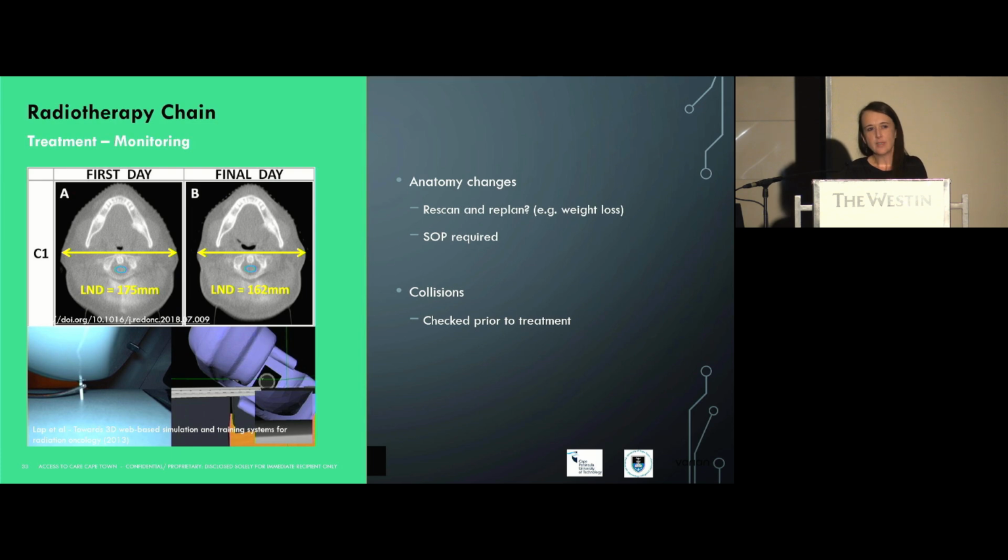Then, of course, a very important other use for imaging during the radiotherapy process is monitoring of treatment. So if patients lost weight, we can re-image patients and look at the influence of that on the dose of the patient.